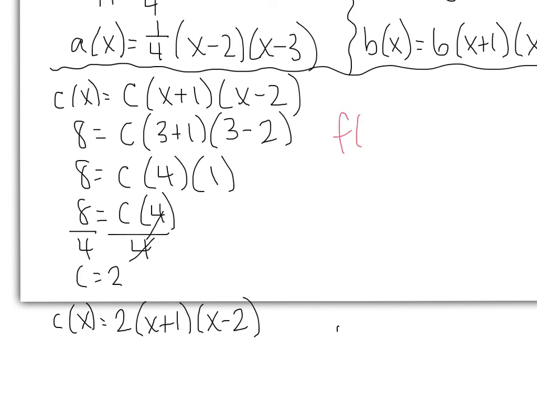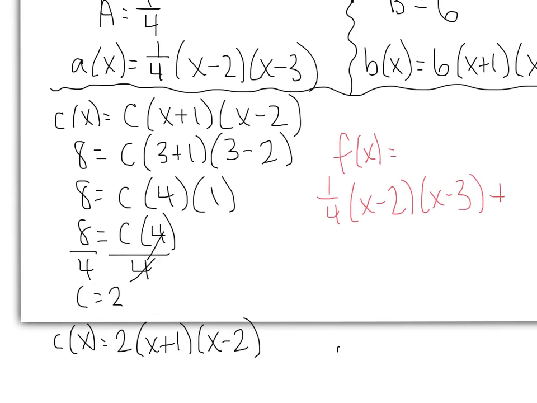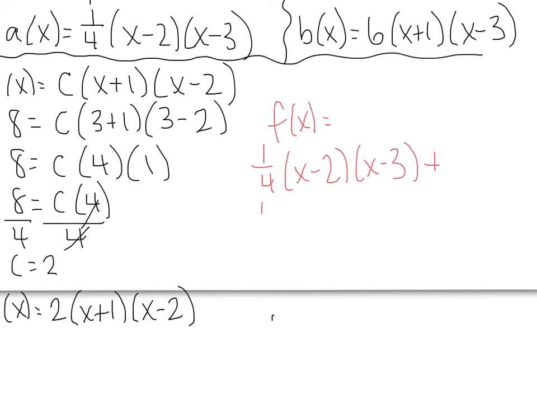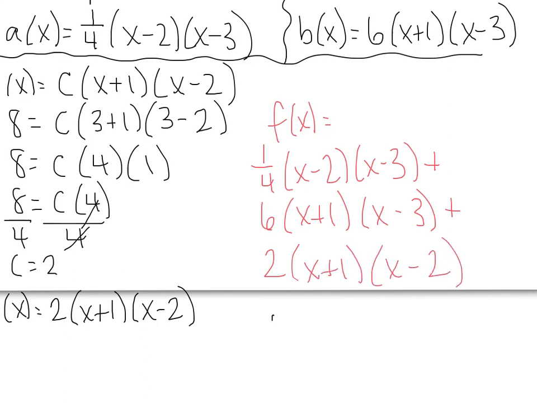So I'm going to put it in pink. So f of x is equal to 1/4 times x minus 2 times x minus 3 plus, imagine this was all in the same line, I'm just sort of out of room, plus 6 times x plus 1 times x minus 3 plus 2 times x plus 1 times x minus 2. And again, imagine this was all just written on the same line right next to each other. I'm just out of room. So this is our final answer.